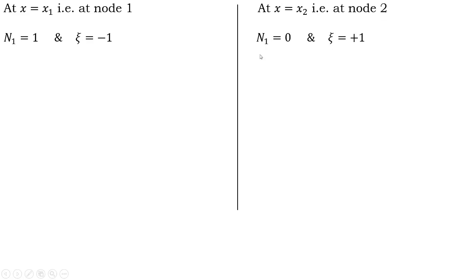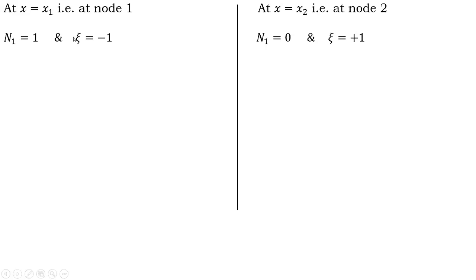It says the value of shape function at its own node is unity, and the same shape function at other node it will become 0. So this is the property of the shape function. Therefore n1 is equal to 1 at node number 1, and n1 is also equal to 0 at node number 2.